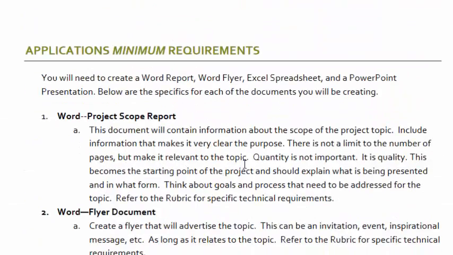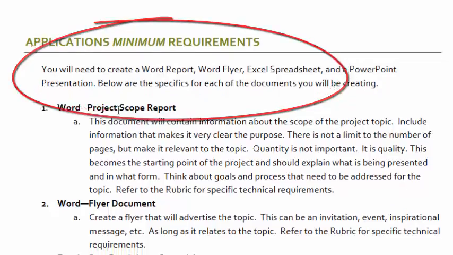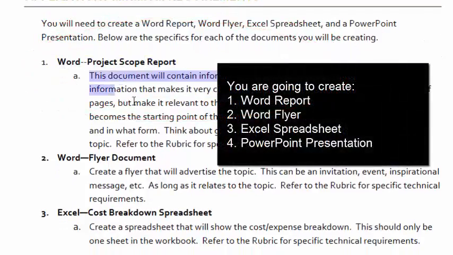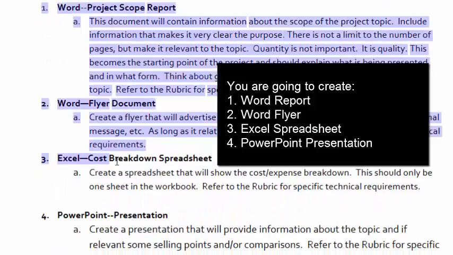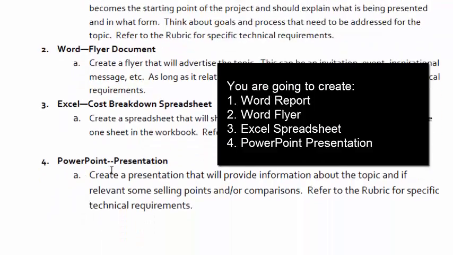Then we come down to the application. So this is going to be minimum requirements. But what you're going to do is create a Word document that is going to be a report. And this is a description. Then you're going to create another Word document that's going to be a flyer. And again, you have the description. The third document will be an Excel spreadsheet that will show the breakdown of the costs and expenses. And then the fourth document will be a PowerPoint presentation.